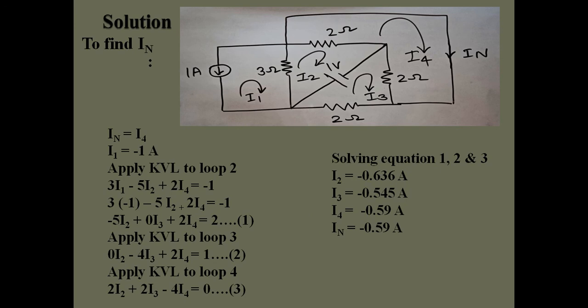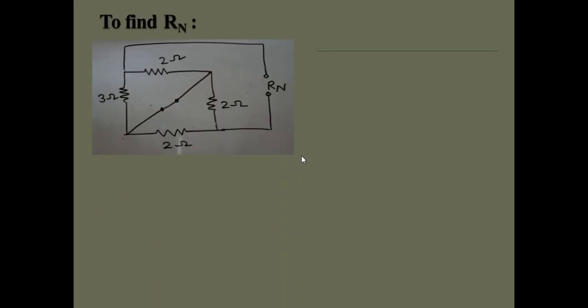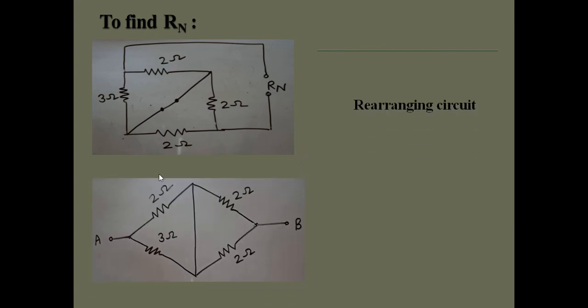The negative sign indicates that the direction which we have considered is opposite to the desired direction, but we will keep it as it is and go to step 2, that is to find the value of Rn. For that we have to replace it with open circuit. This will be replaced by short circuit and this will be replaced by open circuit. So rearranged circuit for Rn will be like this. If we again rearrange this circuit, then it will appear like this.